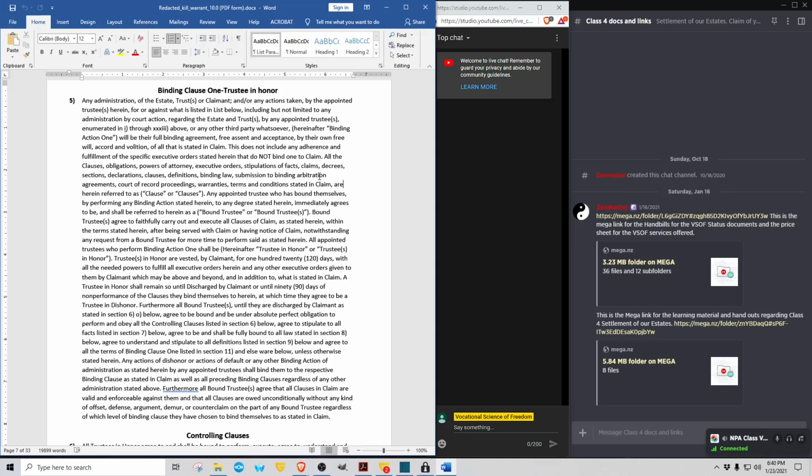Furthermore, all bound trustees agree that all clauses in claim are valid and enforceable against them, and that all clauses are owed unconditionally without any kind of offset, defense, argument, demur, or counterclaim on the part of any bound trustees, regardless of which level of binding clause they have chosen to bind themselves to as stated in claim. That, my friends, just got rid of any of their defenses. They can't come in here and say, oh, I didn't understand the contract. Too bad. It says right there that you waived that.